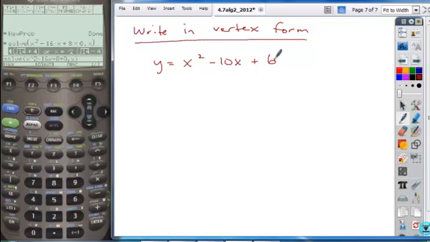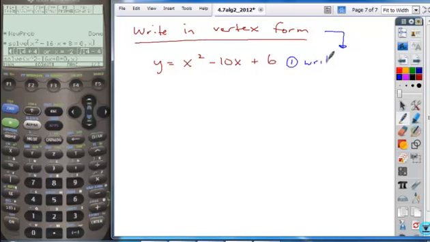Here's what you're going to have to be able to do by hand. If you're asked to rewrite an equation from standard form or intercept form into vertex form, you're going to follow all those same steps as I showed you in completing the square. But there's a slight change because you're only going to be working in one side of the equation. So here are the steps for rewriting it in vertex form.